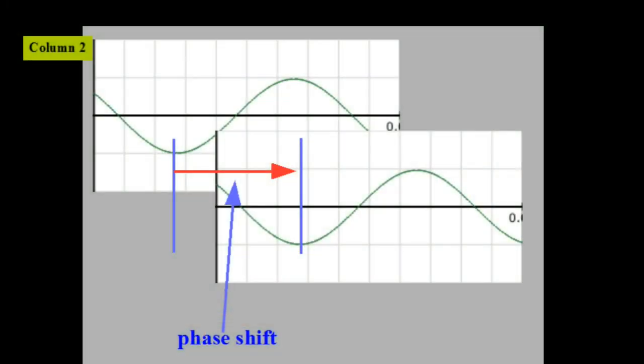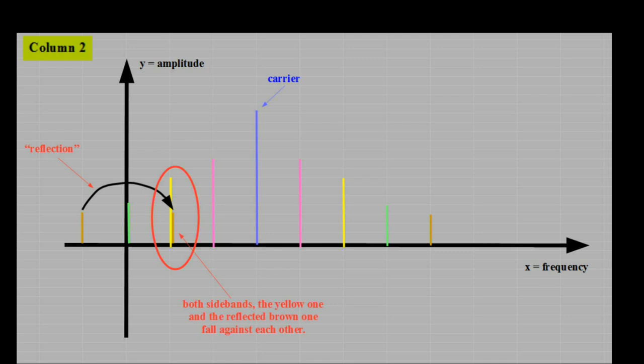In other words, the first sideband whose frequency is arithmetically negative occurs in the spectrum as a positive frequency of the same number of hertz, but with a phase shift of 180 degrees. We can imagine it as a frequency reflected with the y-axis of the coordinate system as the mirror. In the shown example, the reflected sideband falls against another sideband.